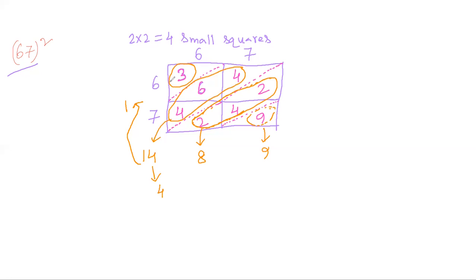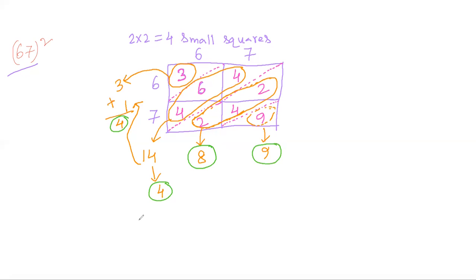From this place we are getting 3. This 3 and this carry 1, that result will add, so we are getting 3 plus 1, 4. So ultimately, from this one we are getting 4, from this one we are getting 4, from this one we are getting 8, from this we are getting 9.